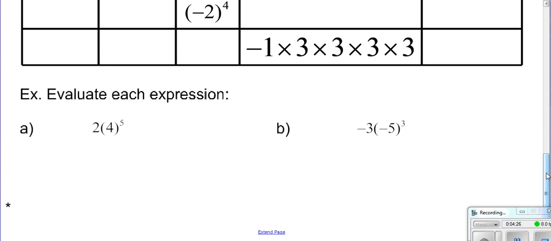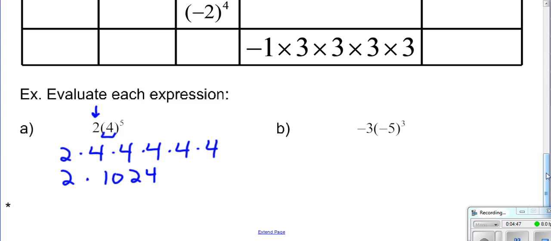Okay, so we have 2 times 4 to the power of 5. So we have a coefficient of 2, a base of 4, an exponent of 5. So 2 times 4 times 4 times 4 times 4 times 4. This is the same as 2 times 1024, or 2048.